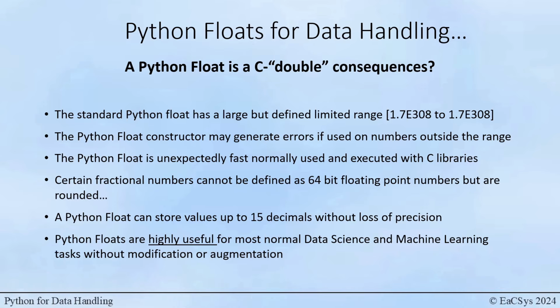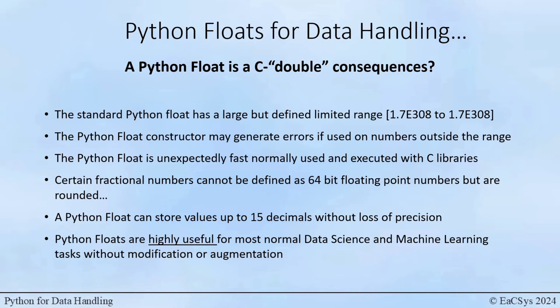This mentioned loss of precision can in some calculations create mathematical divergences, because the product of the calculus is either unintentionally rounded to the closest double precision number, or because a large number of calculations are serially rounded in the same direction, with an increased error in the same direction as a result. But what we can say is that Python floats are highly useful for most data science and machine learning tasks without modification or augmentation.